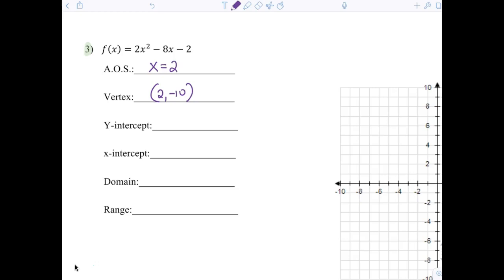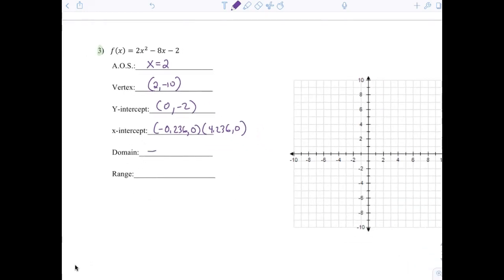Now the Y-intercept. 0, comma, -2. What is the X-intercept? -0.236. And the next one is 4.236. Anybody else get that? Everybody good on that? Pretty easy, right? And then domain: all real numbers. Good. And now my range: -10 and up.